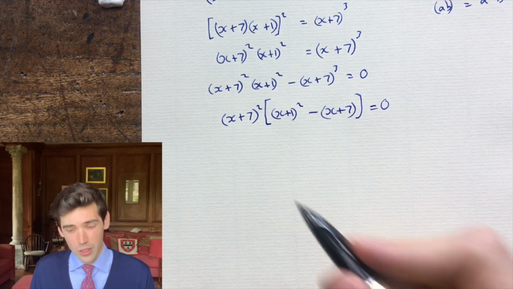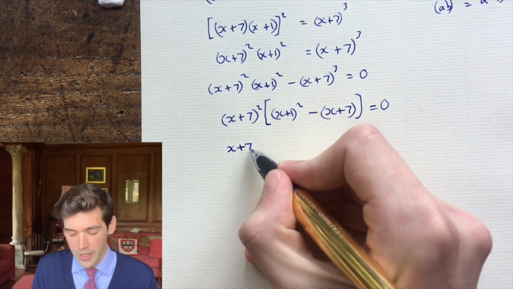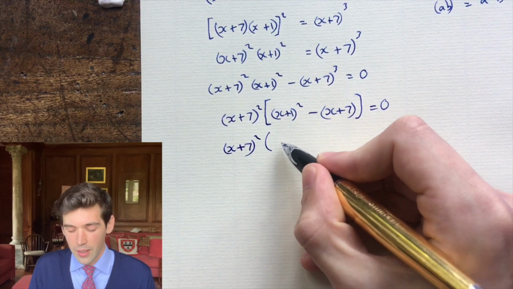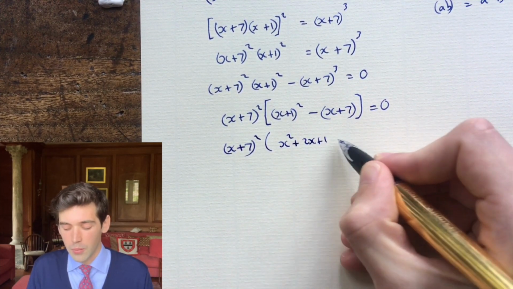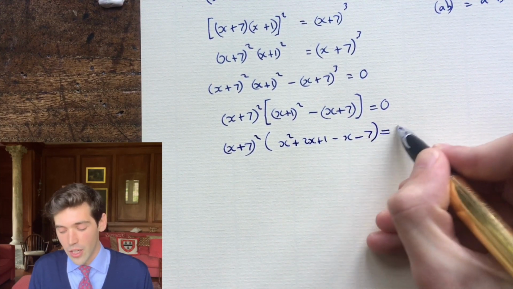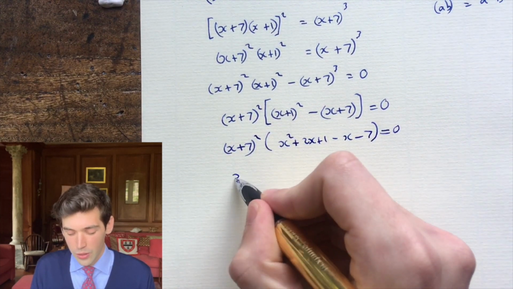And now we can simplify this thing. So we've got x plus 7 squared. And then we can do the multiplication. x squared plus 2x plus 1 minus x minus 7. And again, you don't want to do that in one step. Just do it gradually.